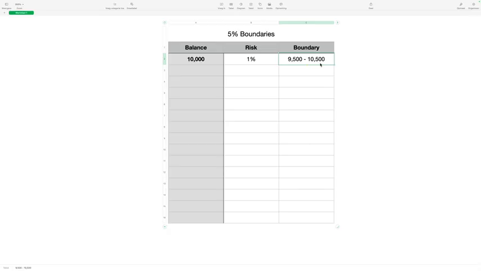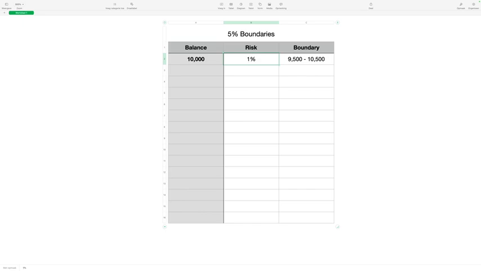Now the risk percentage can also be lower or higher. If you're, for example, in a funded challenge and you want to risk more because you don't want to waste a lot of time passing that challenge, you can up this risk percentage to 2%. Again, the overall boundary and the balance stay the same. The only thing that changes is the risk percentage and how fast you will approach a certain boundary.